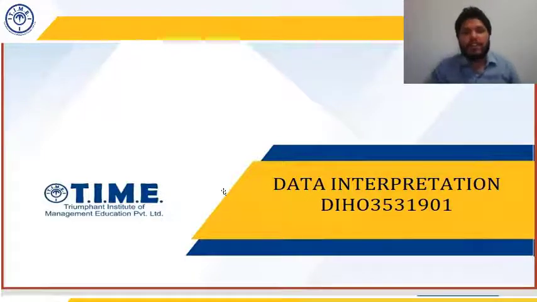In last session we have just given the introduction of data interpretation. So let's have a quick recap of what we discussed in the last session and what we are going to do in today's session. This is our first class of data interpretation, which is all about tables, where data is given in the form of tables.